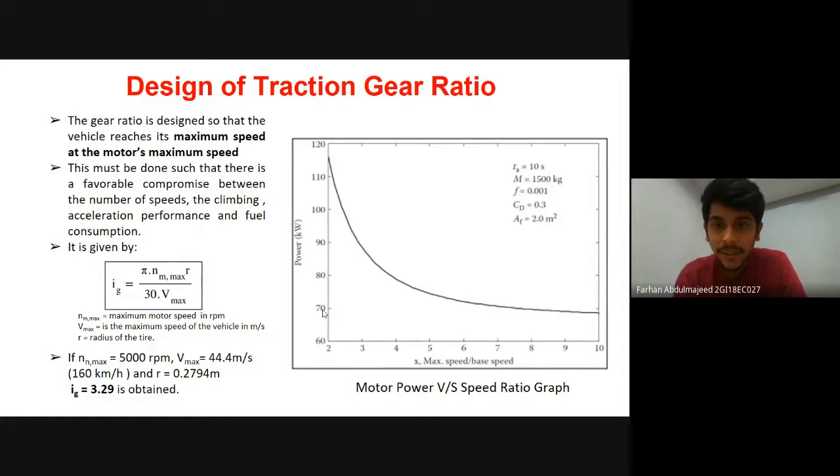Then in this graph, the speed ratio is just the maximum speed divided by the base speed. As the speed ratio increases, the power requirement will go on decreasing. As mentioned earlier by Ganesh, at higher speeds we need less torque, so the power requirement will be less. And yes, this is the explanation.